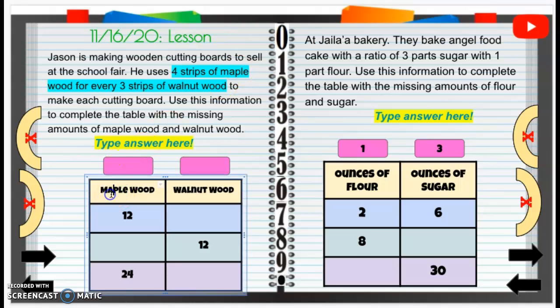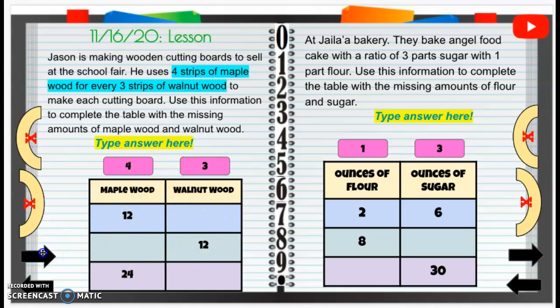Okay, so here's maple wood on this side. I'm going to put 4 up here. For every 3 strips of walnut wood, here's walnut wood. I'm going to put 3 up here. Now, that's the information it gave us, which is perfect because that's what we need. So we are going to figure out now how we can fill out the table.